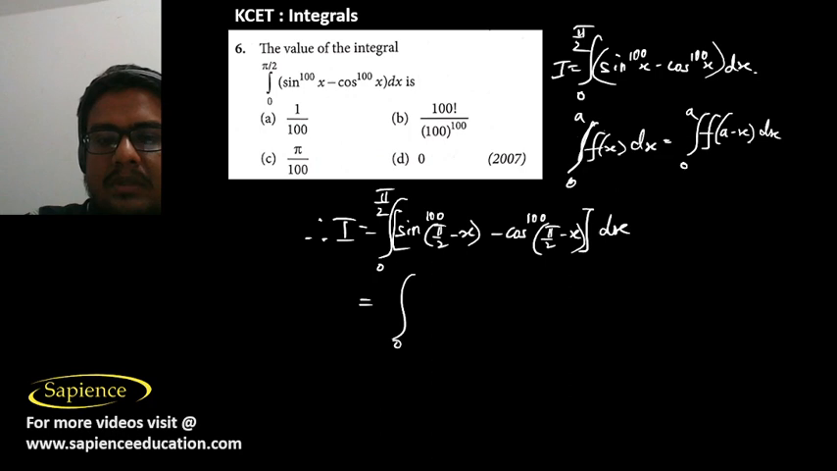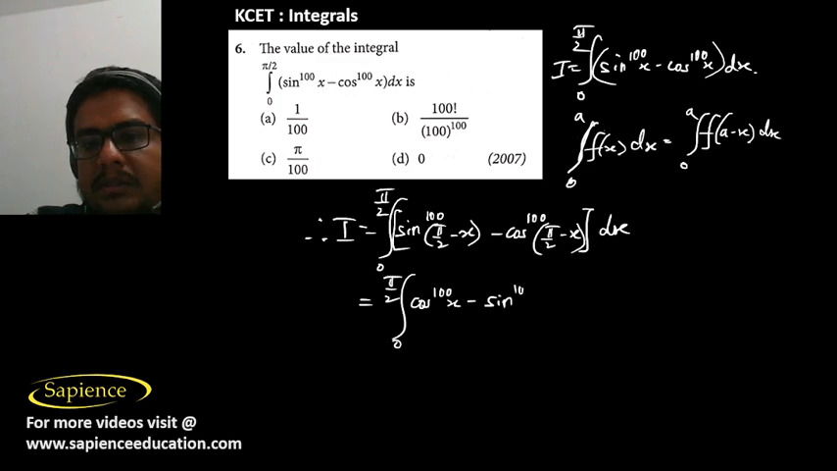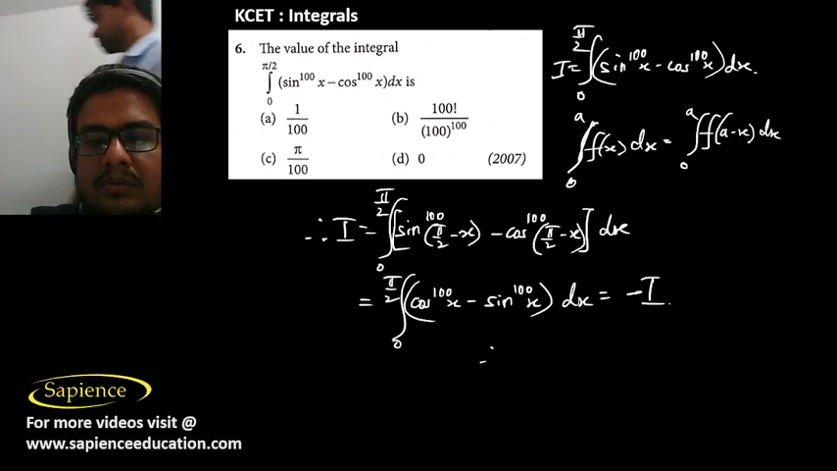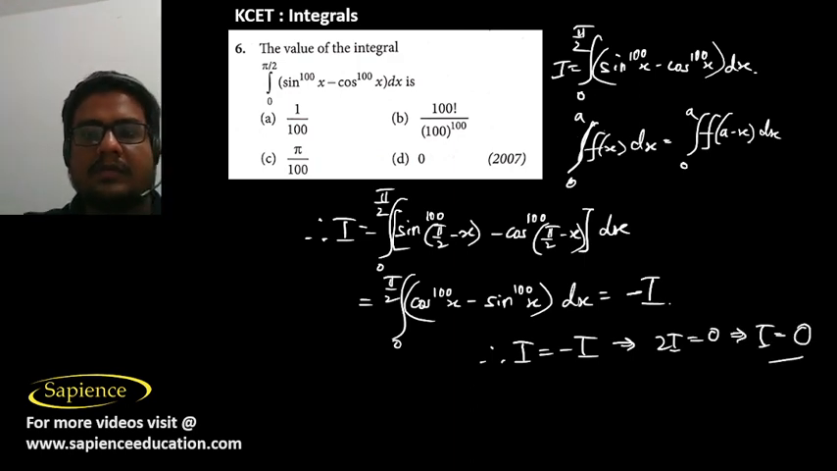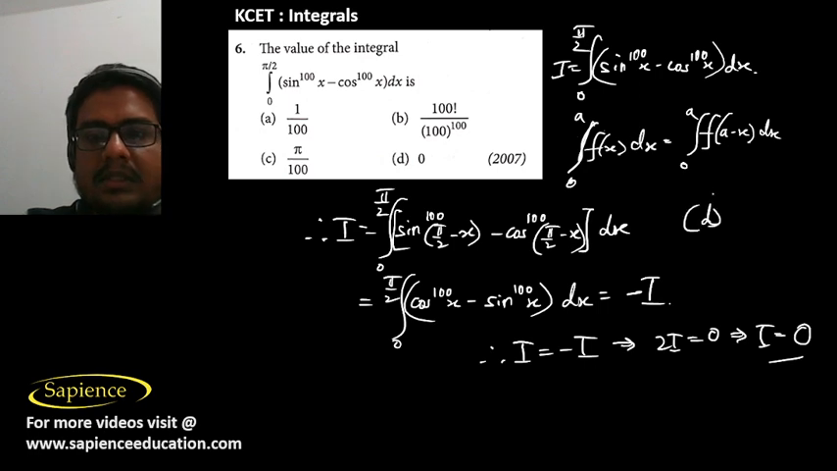So this will be equal to integral 0 to pi by 2. This will be cos x. So this is cos power 100x minus sin power 100x into dx. Now this is obviously equal to minus I. So therefore I is equal to minus I. It means that 2I is equal to 0. It means I should be equal to 0. So option D is the correct answer.